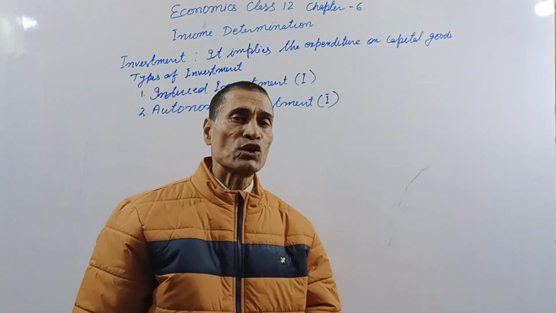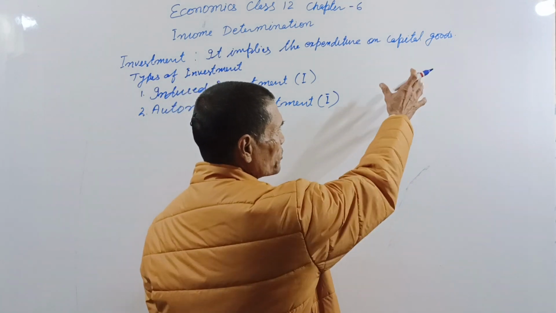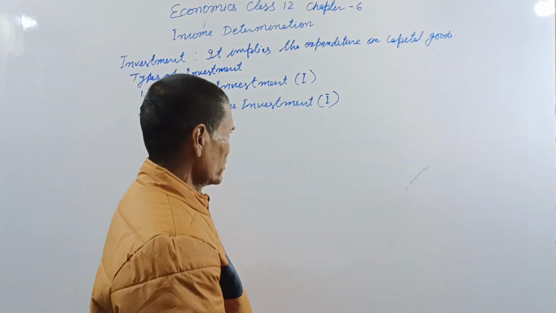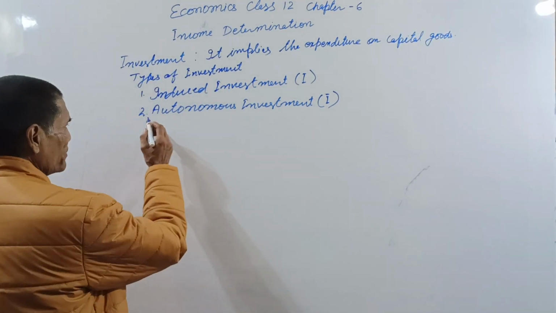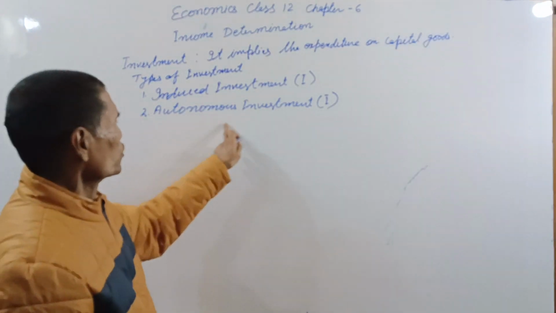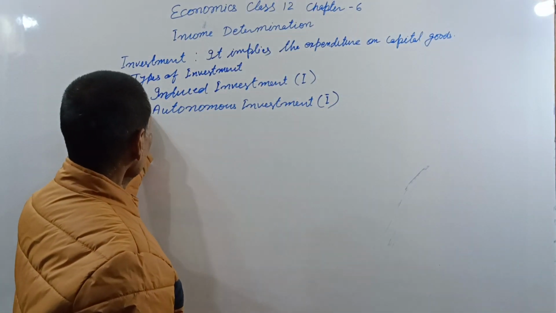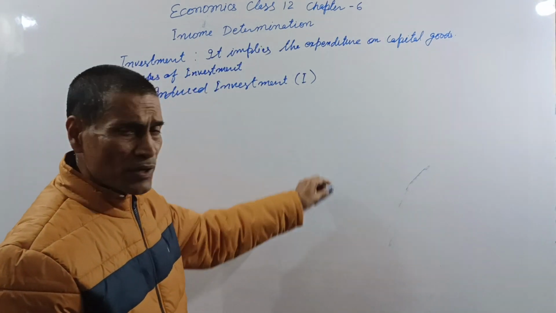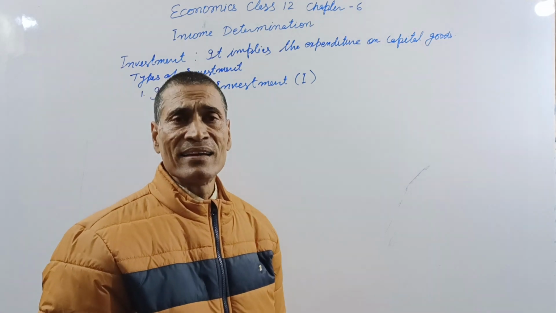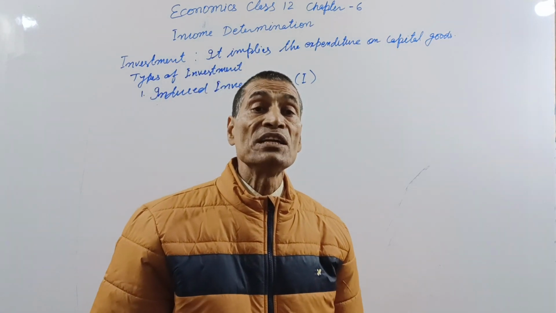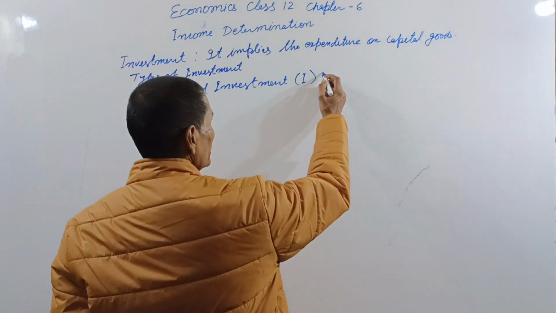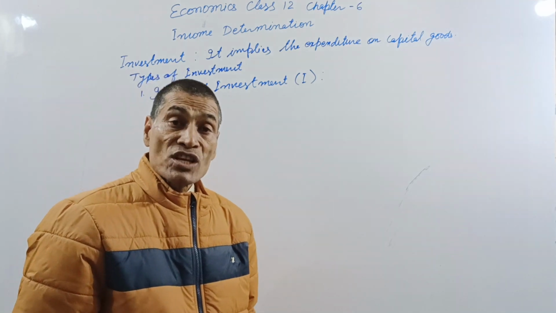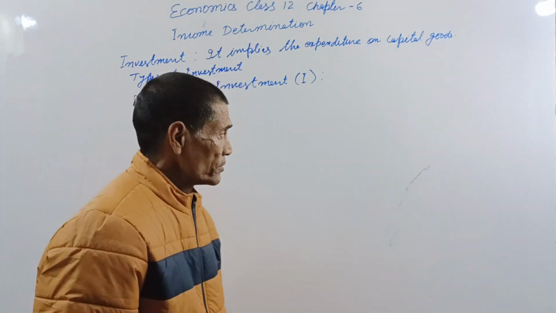Try to understand what is the induced investment. Here I am drawing the diagram of induced investment. First, try to understand induced investment. Some topics later on we shall discuss autonomous. First, discuss about the induced investment. So, write down, the investment which is affected by the level of income is called induced investment. It means this investment is affected or changed with the level of output.